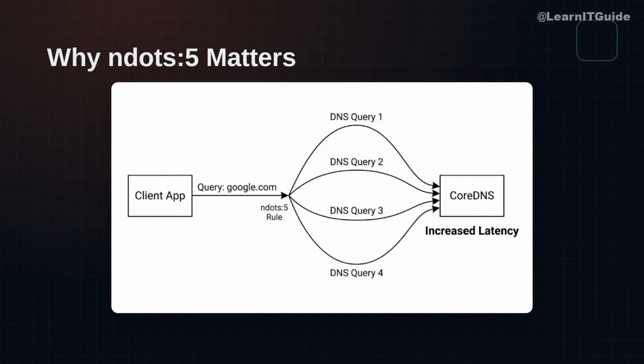Now, why does the ndots setting matter so much? This is a frequent performance bottleneck. By default, Kubernetes sets ndots to 5. This means if you query for google.com, which only has one dot, the system treats it as relative. It will append all those search paths we just saw one by one and send them to CoreDNS as separate queries. This creates unnecessary traffic and latency for every external request your pod makes.